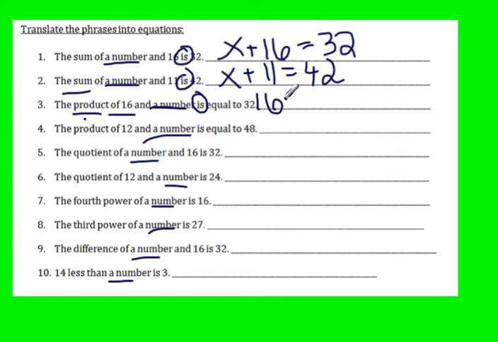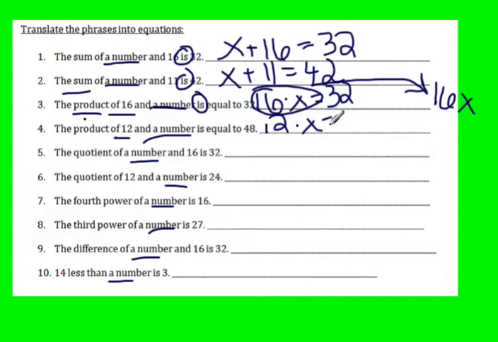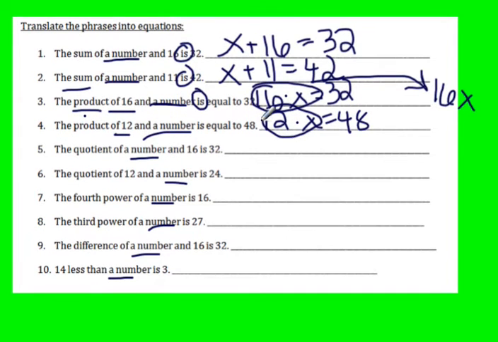So we can do 16 times x is equal to 32. But something I want to point out is you don't often see 16 times x written out that way. A lot of times you'll just see it written this way. When you have a letter and there's a number written out front, that means multiplication. Okay, so the product of 12 and a number is 48. Again, that 12 times x could also be written as 12x. Okay, the quotient of a number, quotient means divide, of a number and 16 is 32.